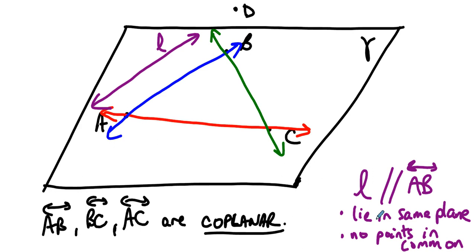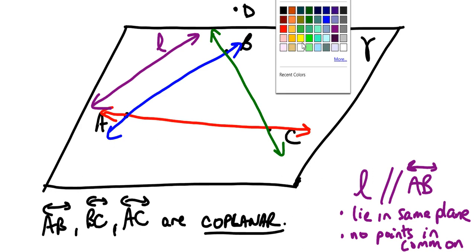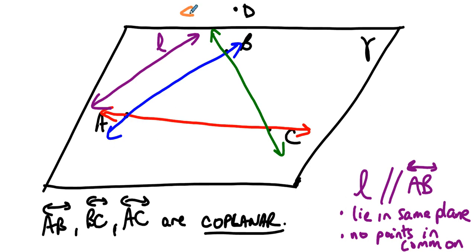Well, why do you have to say that they lie in the same plane? Well, take this line. This orange line is up above plane gamma, so it never intersects the green line or the blue line or the red line or the purple line. It's just hovering in space. But we don't say that it's necessarily parallel to any of those lines in that plane.